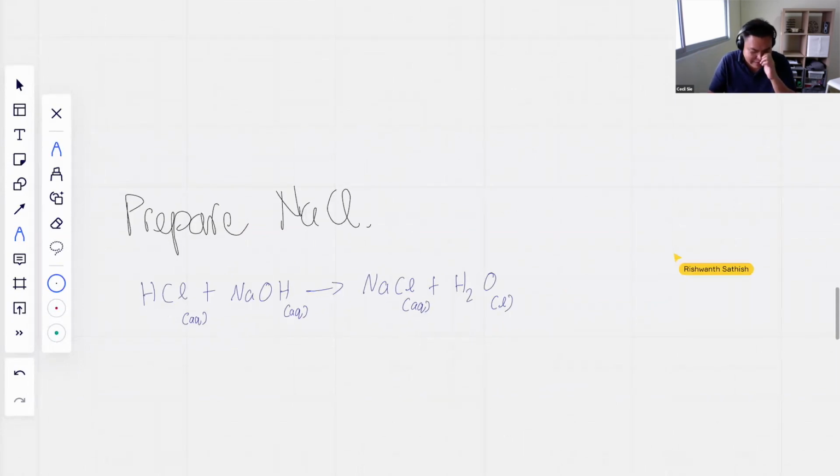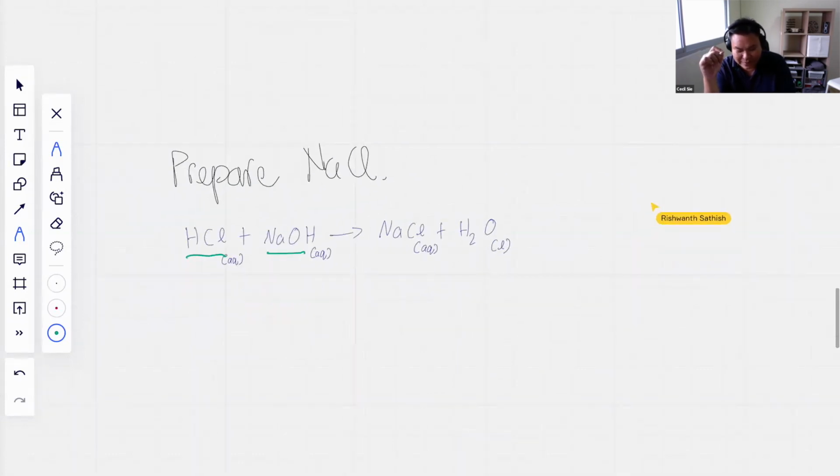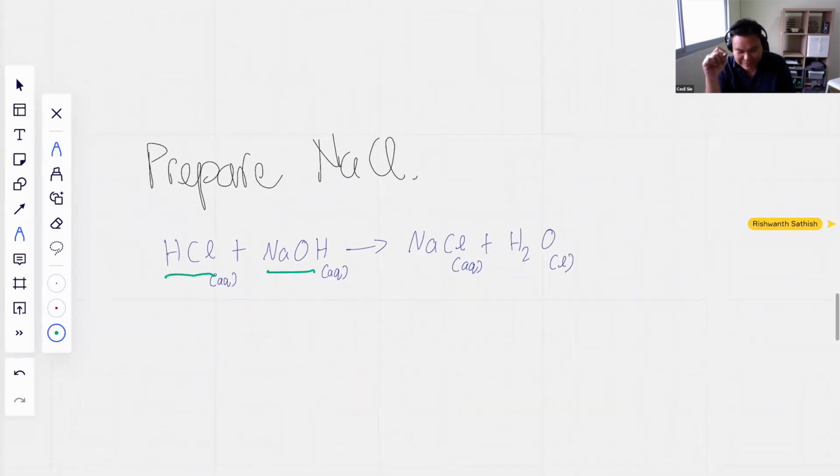Which one must be in excess? HCl or NaOH? No one is in excess. Both are okay. Limiting agent. The moment the reaction finishes, if the color changes, then you stop. Then you stop the reaction. So for this one, use the titration method.